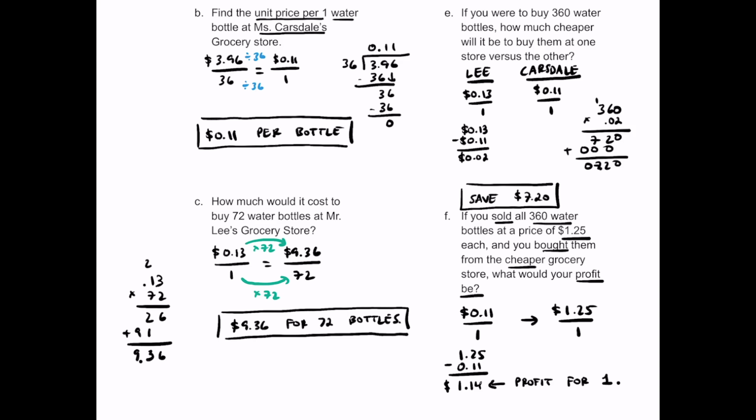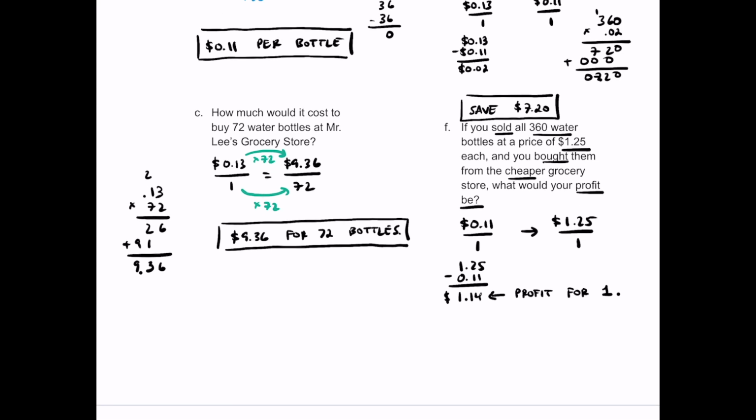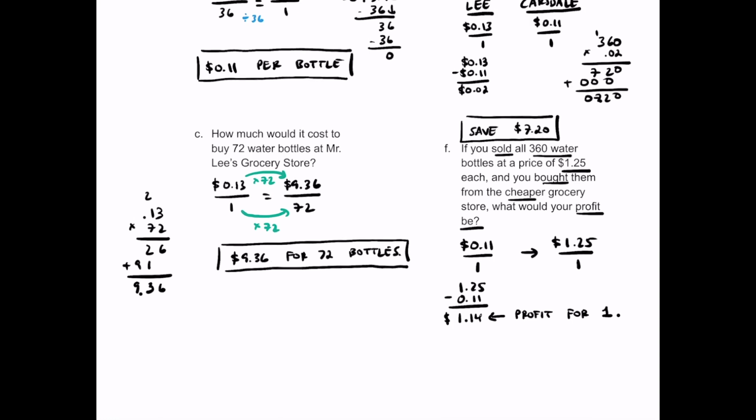I guess technically you made $1.25, but you were kind of in the hole already for buying it at 11 cents. So you have to pay that off before you say what you really made out on top, $1.14, okay? So we know it's $1.14 for one water bottle, but you sold 360 of them. So let's see what your profit would be if you sold all 360 of these water bottles at $1.14 a piece. Profit at least, right?